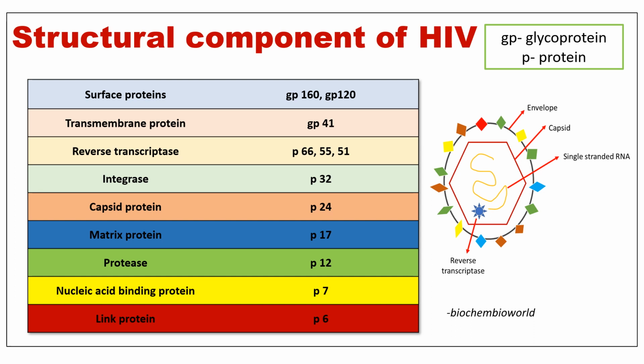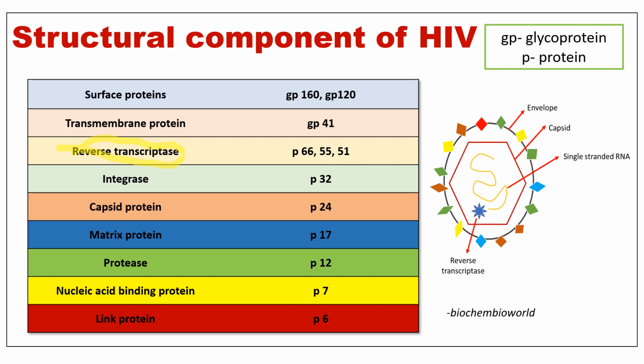The surface proteins are two in number, that is GP160 and GP120. These are glycoproteins, and the transmembrane protein is GP41. The reverse transcriptase is the enzyme found in HIV, and it is responsible for the synthesis of those RNA-DNA intermediates and then double stranded DNA. The enzyme responsible for its replication is reverse transcriptase, and it is protein 66, protein 55, and protein 51.